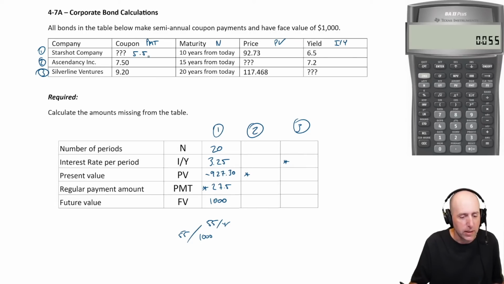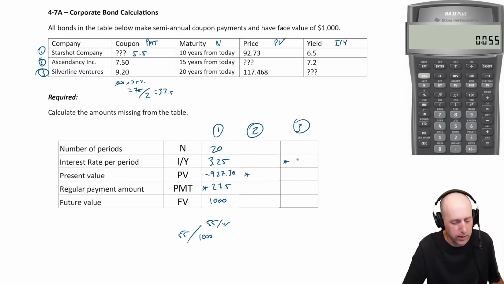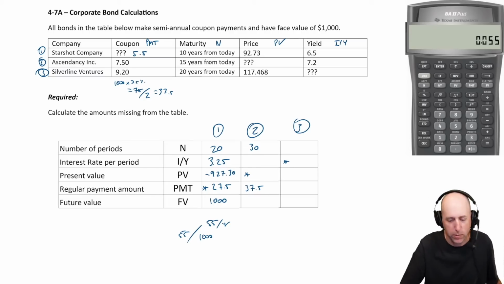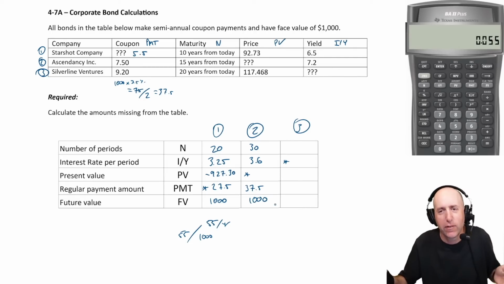Company 2, Ascendancy. Okay, coupon is 7.5, so we're just working backwards from what we just did on Starshot. It's a $1,000 bond, 7.5% is $75 in annual coupon. Divide by 2, we get 37.5. That's what's going to go into our calculator as the PMT. Let's look at the N, the number of periods for that second bond. It's 15 years with semi-annual payments, that's 30 payments. Our IY of 7.2 is going to go in as 3.6, half. Our FV is 1,000.